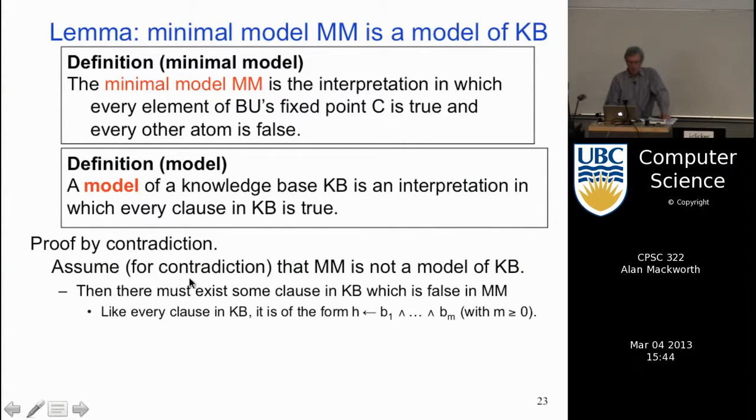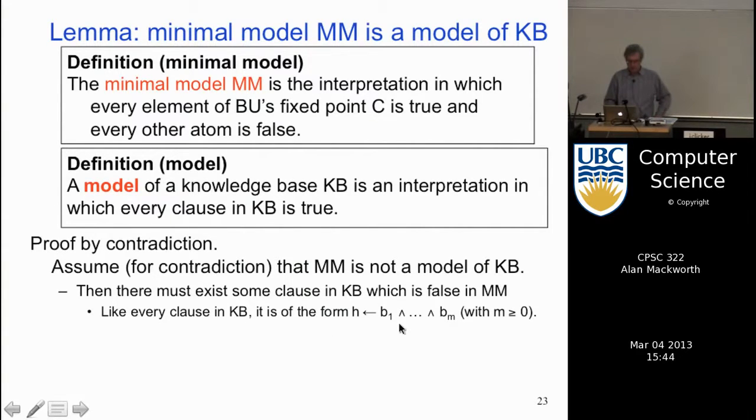So we'll prove it by contradiction. So we say, well, the theorem's false. Let's see that if the theorem is false, then we get a contradiction, therefore the theorem must be true. Assume by contradiction that the minimal model is not a model of the knowledge base. How could that be true? Well, then there must exist some clause in the knowledge base which is false in the minimal model, because in every model all the clauses are true, so there must be one that's false.